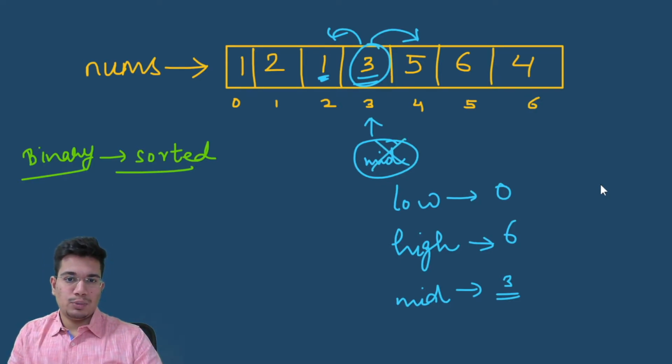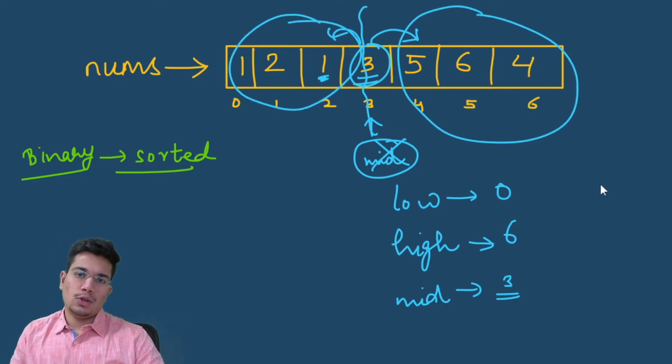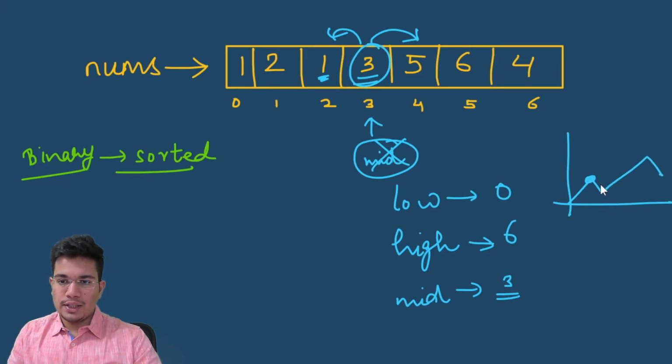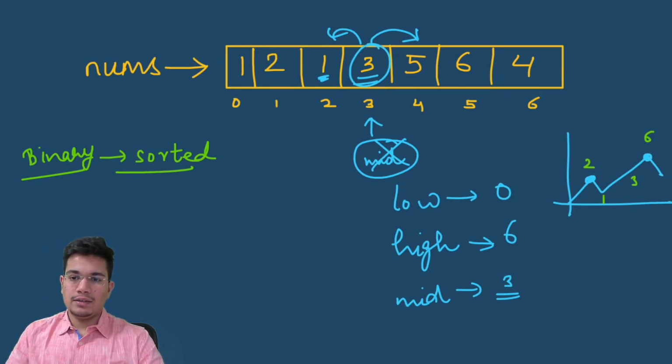But now that I have this information about mid, I need to find a way to move either to this half or to this half. So let's try to find the logic for that. If I were to plot these elements first, this is something like 1, 2, and then 1, then 3, 5, 6, and then 4. So this is how the plot for these elements is. And you can clearly see that we have a peak over here and over here. These are the two peak elements that we have. And I'm currently at value number 3, which is somewhere over here.